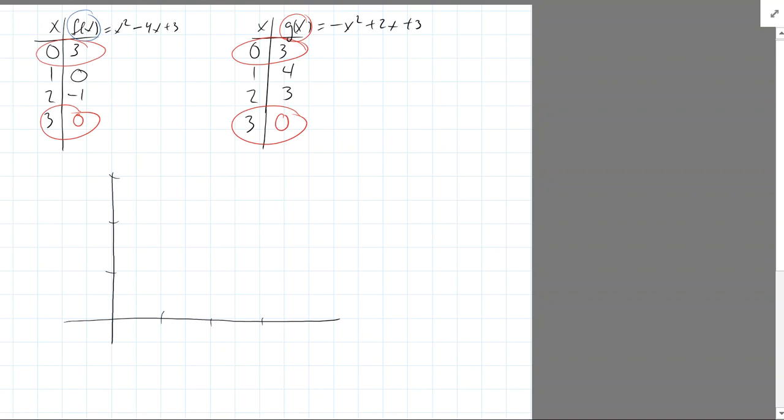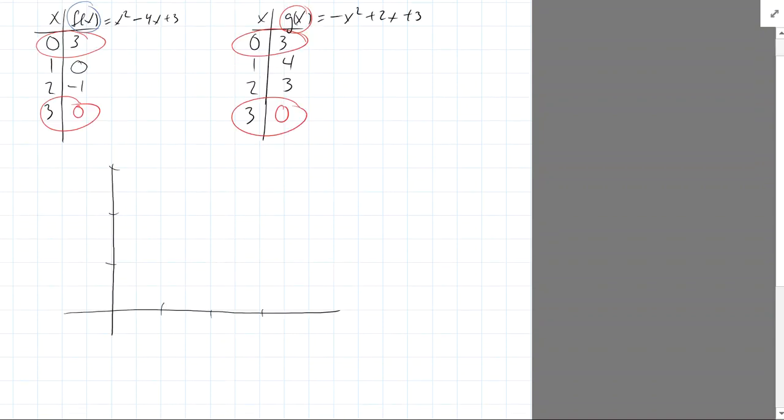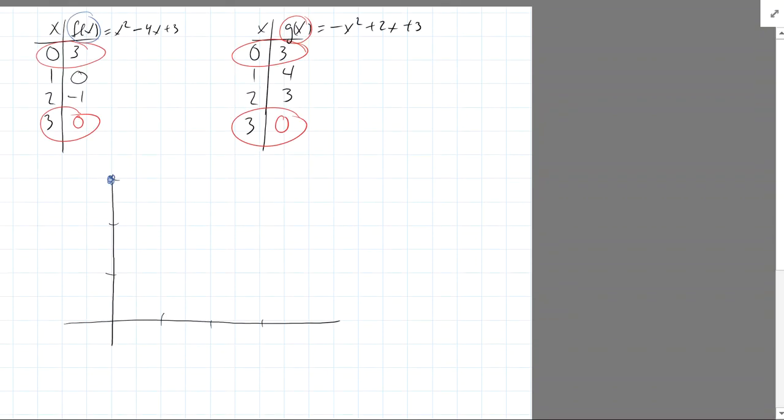So for f of x, I'm going 0 is 3, that's my y-intercept. 1 is 0. 2 is negative 1, it's down here. 3 is 0. So does f of x go like this? Oh, that was really ugly at the end. Sorry. It's better if I go fast and don't go slow.